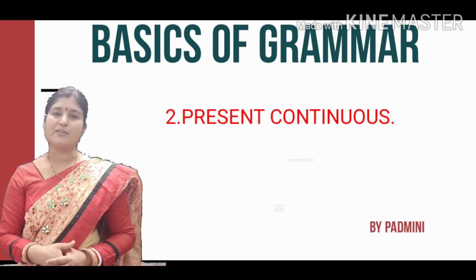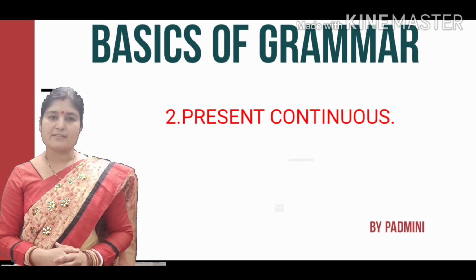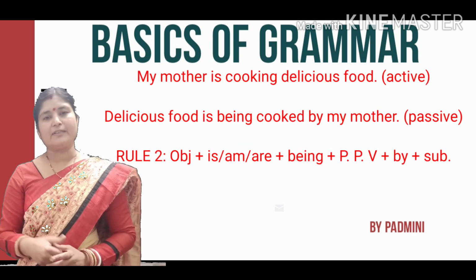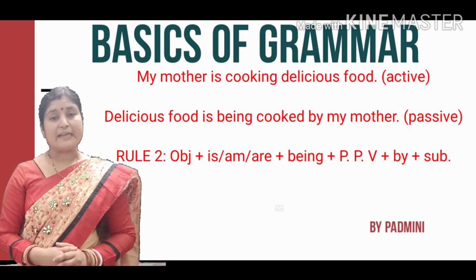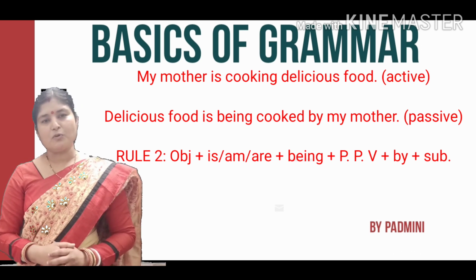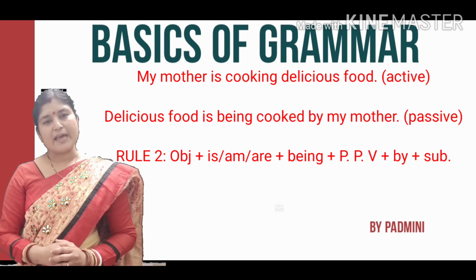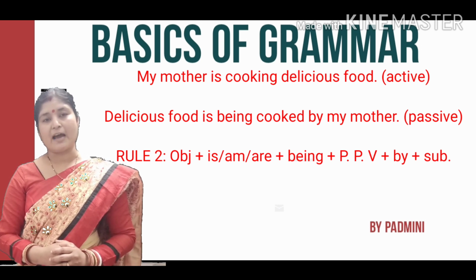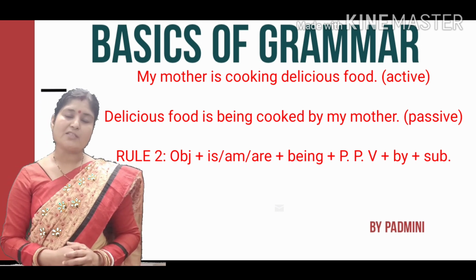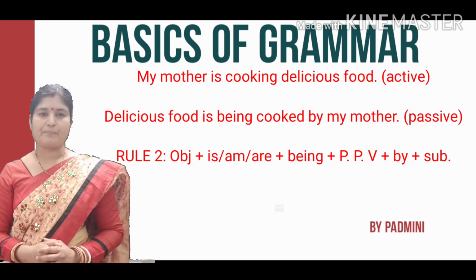Next, the present continuous tense. The same sentence we will convert into present continuous: my mother is cooking delicious food. We will convert this into passive voice: delicious food is being cooked by my mother. So what rule does it follow? Object plus is or are plus being, B-E-I-N-G, plus the third form of the verb, which is known as the past participle form of the verb, plus by, plus subject.